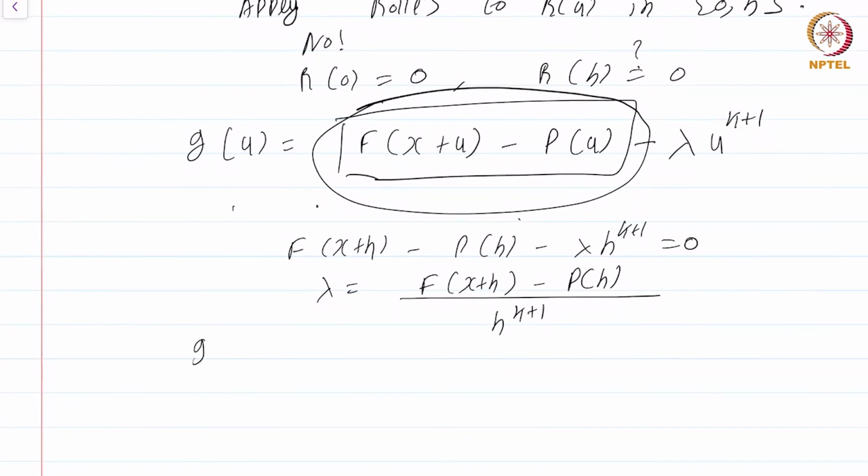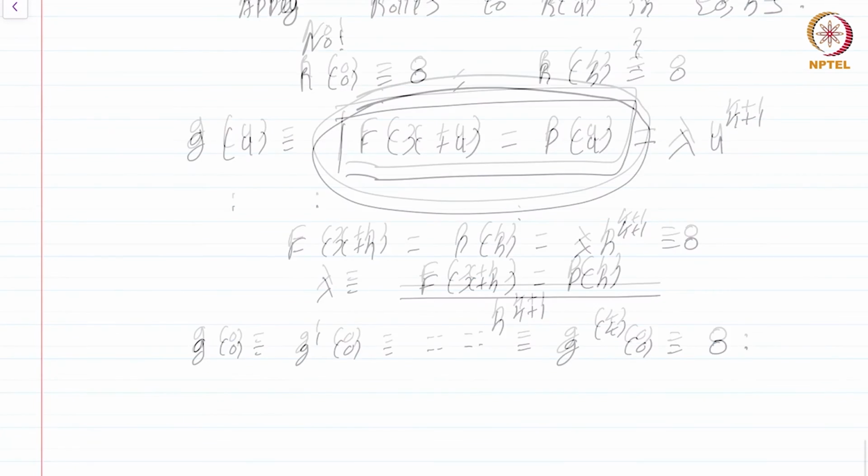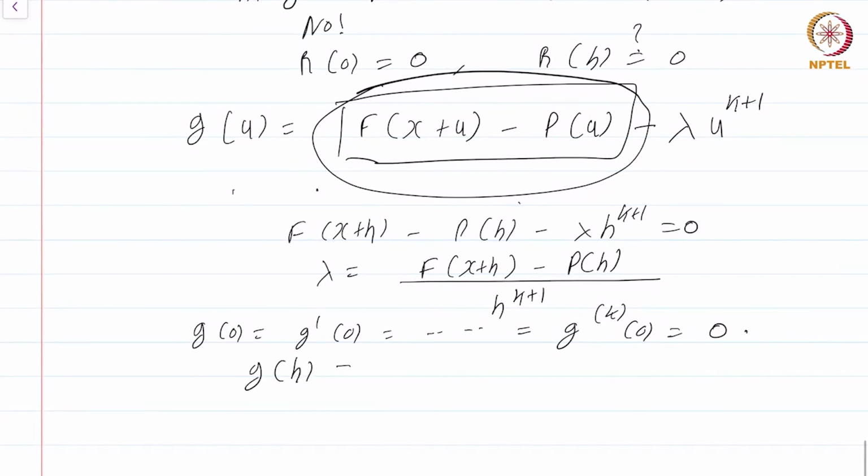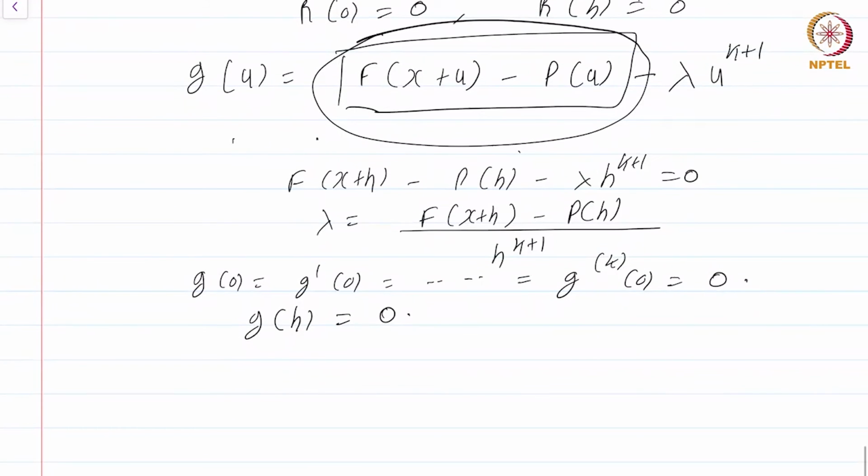Now observe the way we have done. g of 0 is equal to g prime of 0 is equal to dot dot dot is equal to g to the k of 0 is equal to 0. We know this, and we also know that g of h is 0. That's all we know. Now applying Rolle's theorem, we get a point theta 1. Again, I'm going to assume that h is greater than 0 for convenience. Analogous arguments will hold when h is less than 0. There is a theta 1 in the open interval 0h such that g prime of theta 1 is 0.